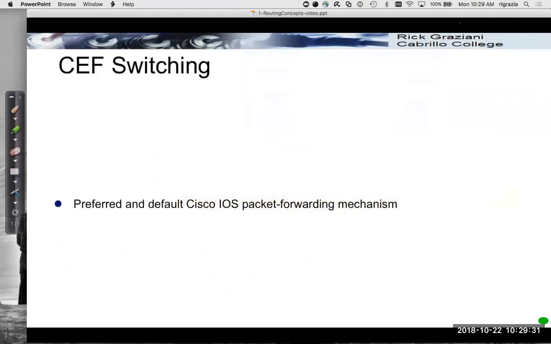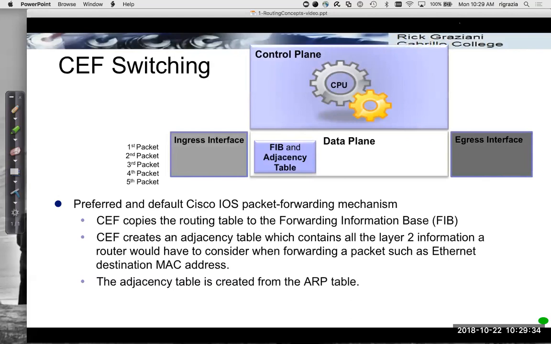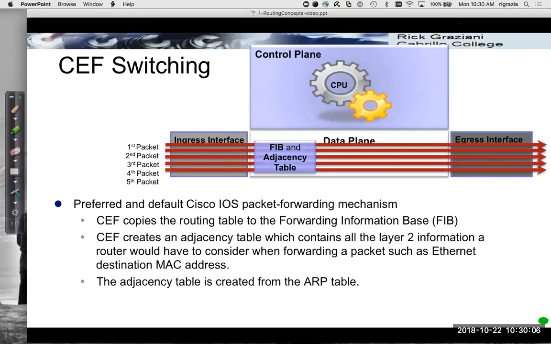Okay, CEF, Cisco Express Forwarding. What Cisco Express Forwarding does, it takes information from the control plane, basically the IP routing table and the ARP cache and similar tables to these, and actually copies that information into something called the FIB, forwarding information base, and adjacency tables. That information is pre-populated into the data plane, which happens in hardware. So any packets that come in do not have to be sent up to the control plane at all. All that information can be handled automatically in the data plane.